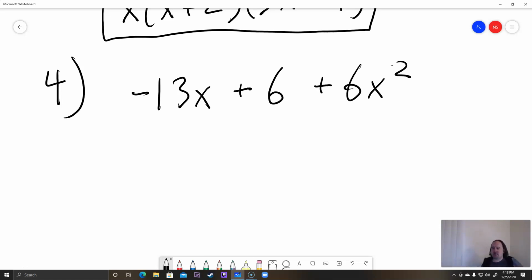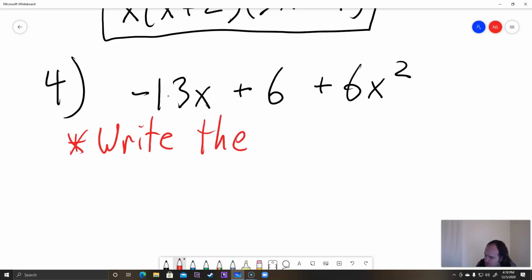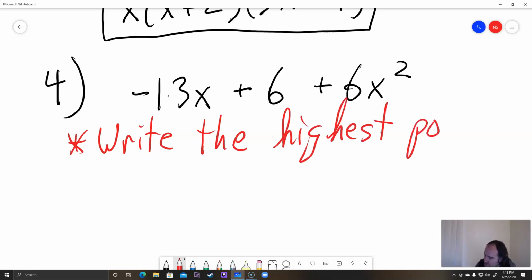So the main trick here is to notice that something's wrong right at the beginning. So what's wrong with this polynomial is you can't factor it yet because the highest powers aren't written first. Okay, so that's the trick here, is you need to write the highest powers first.